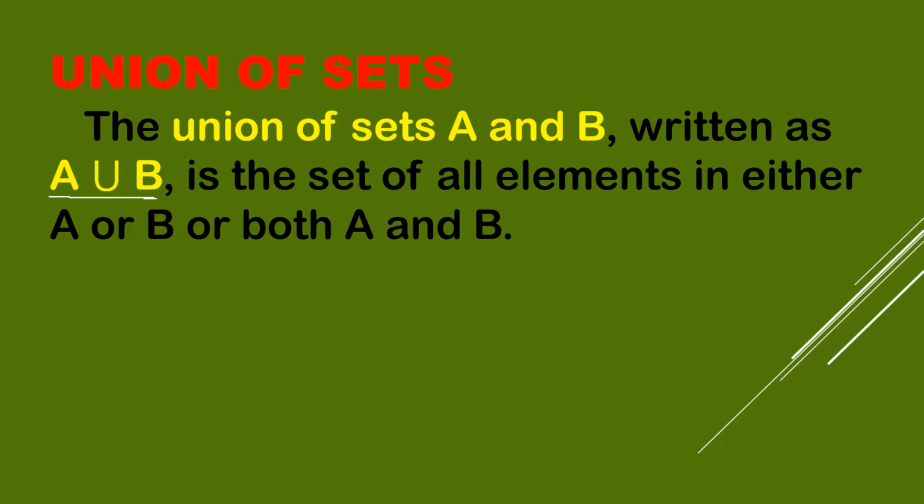Okay, so class, this is the symbol for union. Okay, and we call it cup. That's the name of that symbol, but we read that as union. Okay, A union B. So let's have here some examples.